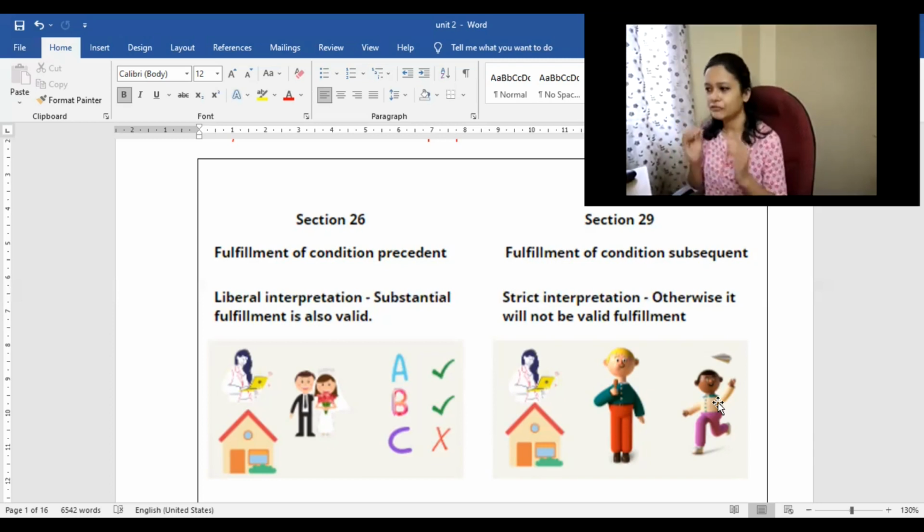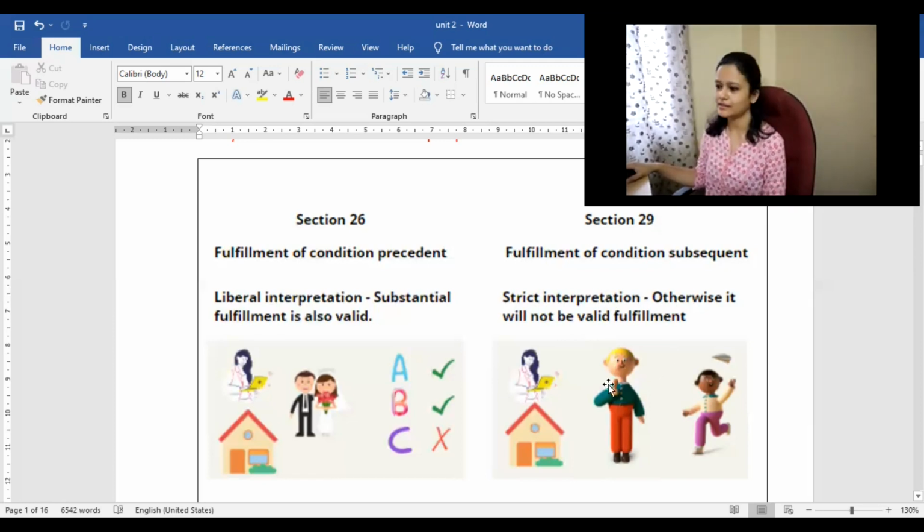And if you fail to do that, the property will either come back to me or it may go to someone else, whatever condition she wants to put. She may say that if you do not fulfill that condition, rather than you, this property will go to this person after 1 year, if you are not fulfilling this condition subsequent. Here what happens is strict interpretation is being followed. Otherwise, it will not be a valid fulfillment.